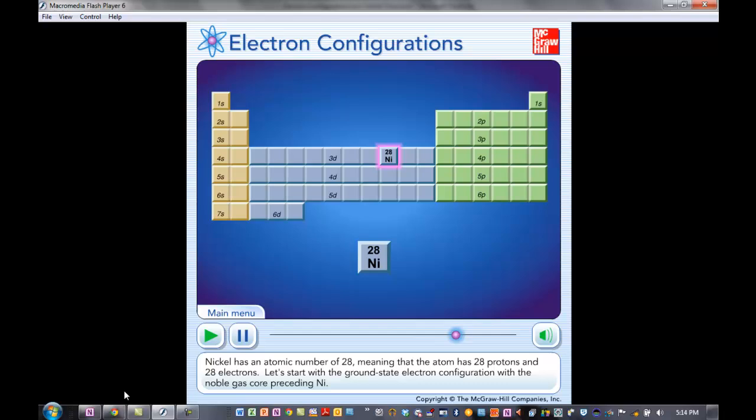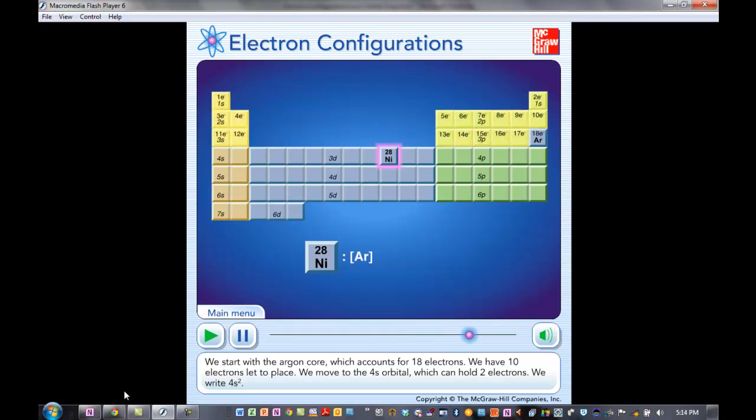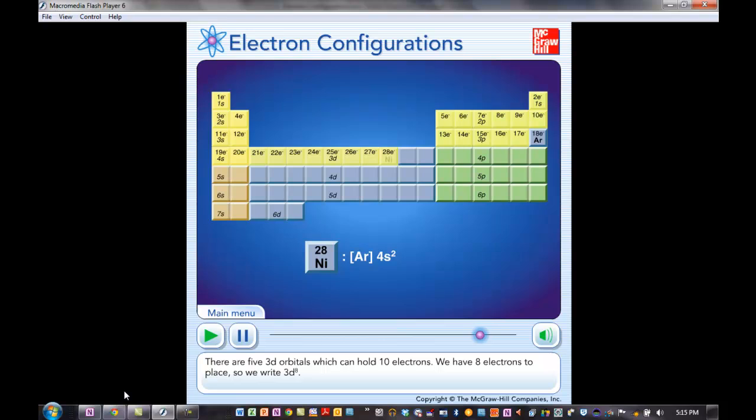Nickel has an atomic number of 28, meaning that the atom has 28 protons and 28 electrons. Let's start with the ground state electron configuration with the noble gas core preceding nickel. We start with the argon core, which accounts for 18 electrons. We have 10 electrons left to place. We move to the 4s orbital, which can hold 2 electrons. We write 4s2. There are 5 3d orbitals, which can hold 10 electrons. We have 8 electrons to place, so we write 3d8. The ground state electron configuration of a nickel atom is argon, 4s2, 3d8. Double check that you have placed 28 electrons. Remember, the argon core represents 18 electrons.